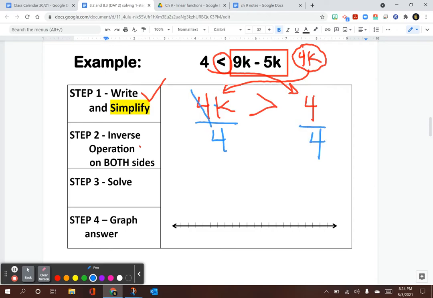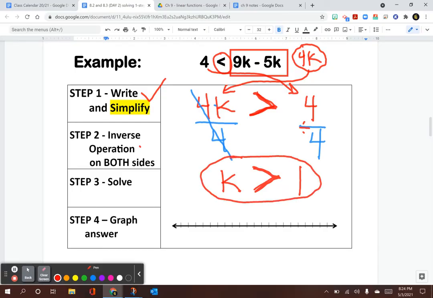The 4's cancel out on the left, which isolates the variable k. The greater than symbol stays in between them. And 4 divided by 4 is really just 1. My solution is all numbers bigger than 1. And that could even mean like a 1.1 or a 1.00001. Anything bigger than 1 is going to make this problem true.